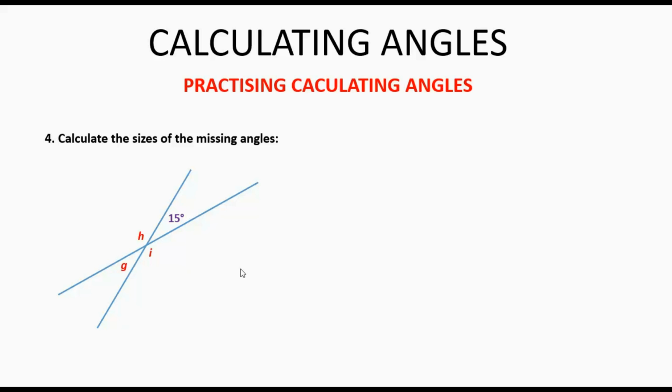Moving on, we now come to our two straight lines that are intersecting each other or crossing each other. When this happens, we call them vertically opposite angles. These are called vertically opposite angles. And our rule says that vertically opposite angles are equal. So if that angle there is 15 degrees, then angle G must also equal 15 degrees.